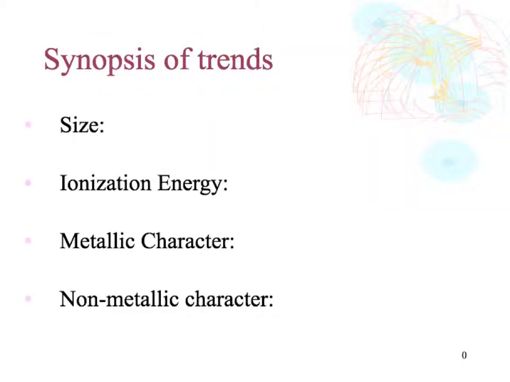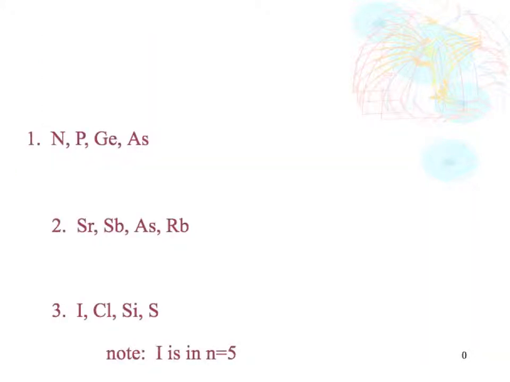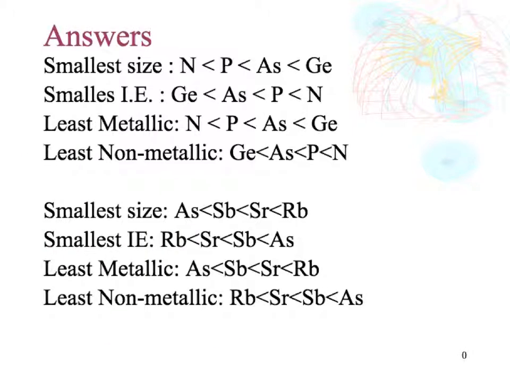All right, so you should look at the trends for all of these. I won't do a synopsis because you could go back and watch the video again. But you should go through and order the following list. Just look at these three, try to do it on your own, and order them from smallest to largest size. Then, smallest to largest ionization energy, smallest to largest metallic character, smallest to largest nonmetallic character. And if you spend some time with it, you will start to understand this, learn the trend. Here are the answers. Do it first, check your answers, see how you do.